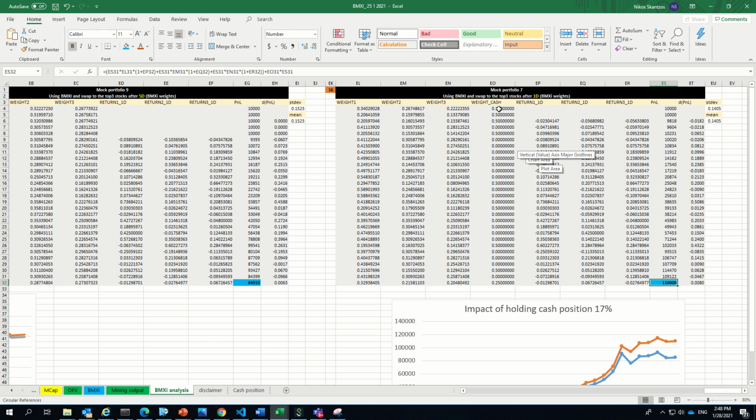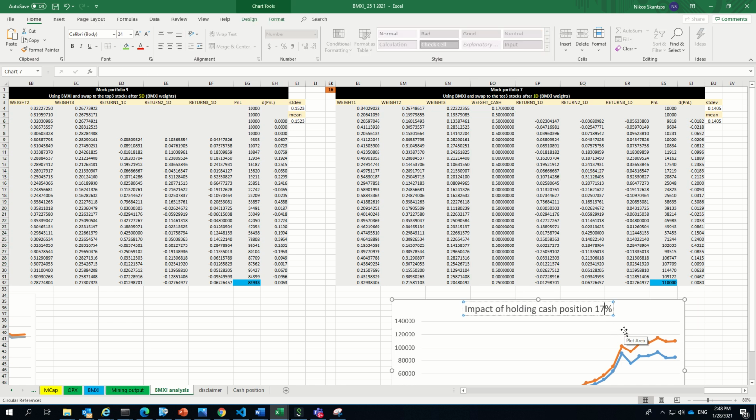And what I would say here is that if I average these numbers across all trading days, I would find something like 15%. So if I start from here at 17, if I hold a 15% cash position on average across all the trading days, that would maximize my P&L at the end.